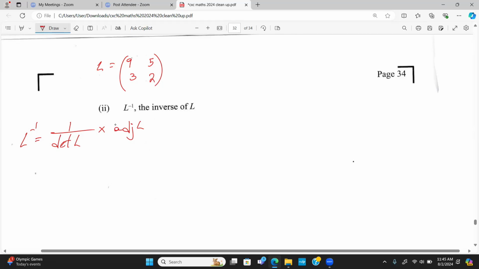Now remember, the determinant of L is, again, the product of the main diagonal, subtract the product of the other diagonal. So let us go about setting this up. The determinant of L is going to equal 9 times 2 minus 3 times 5. So 9 times 2 is 18, 3 times 5 is 15. So that is 3.